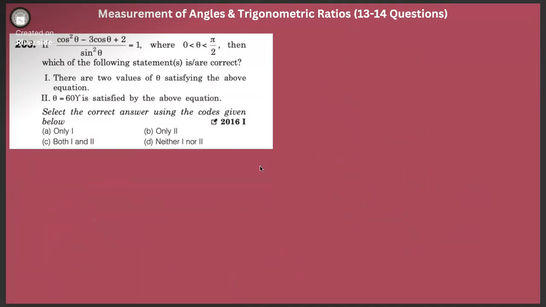Second last question over here. (cos square theta minus 3 cos theta plus 2) divided by sine square theta is equal to 1, where theta lies between... someone please read this one. So they are asking whether we have two values. First, they are saying theta equal to 60 degrees is satisfied by the above equation. Okay, so let's check. Cos square 60 minus 3 cos 60 plus 2, divided by sine square 60, which should come out to be 1.